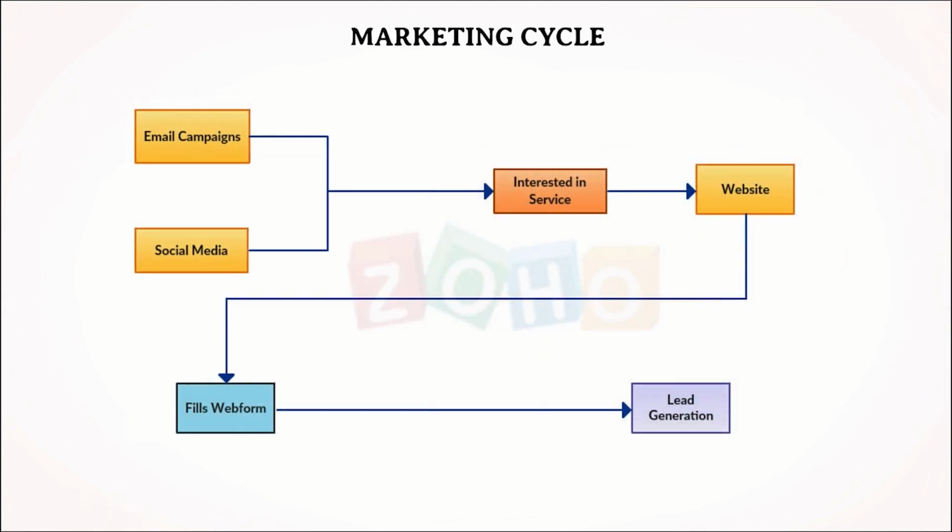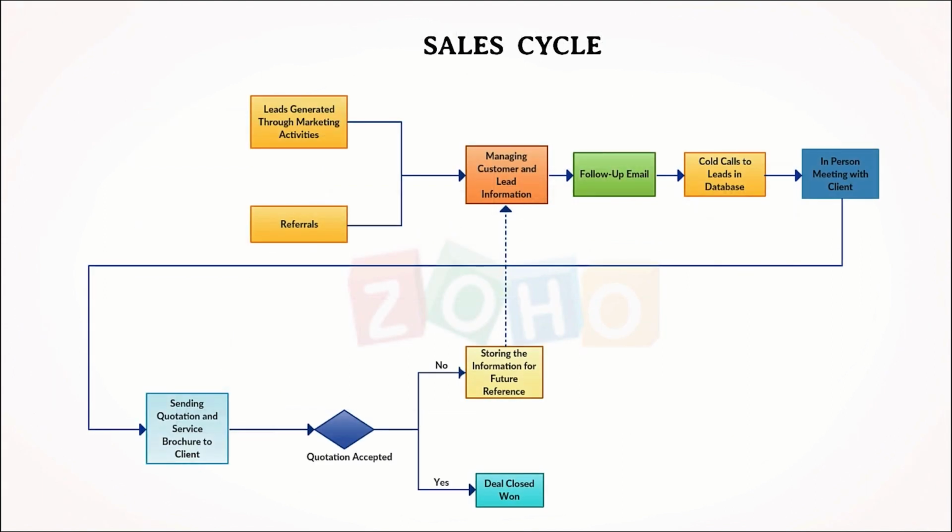The marketing process starts with sending email and social media campaigns to a list of prospects. If they are interested, they visit the webpage and fill out a contact form. This inserts them into the sales funnel. The sales process starts with lead generation from various sources. The majority of leads come from the company website, marketing activities, and existing customers, also known as referrals.